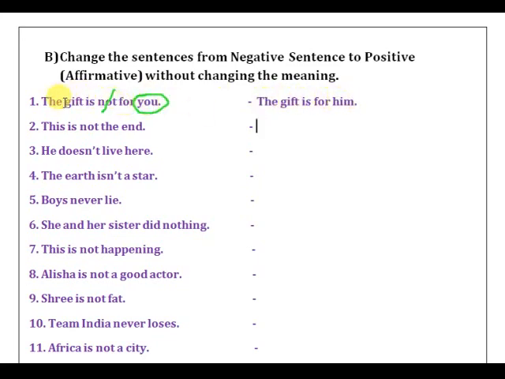As I already stated, the sentences given for conversion or for transformation are already declarative in structure. That means they are said to be true. So the answer for "The gift is not for you" is "The gift is for him." Similarly, let us find out the answers for the remaining sentences. "This is not the end." The correct answer is, "This is the beginning."